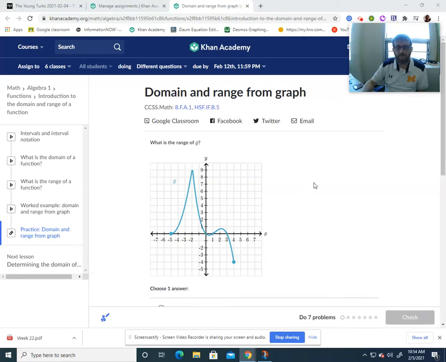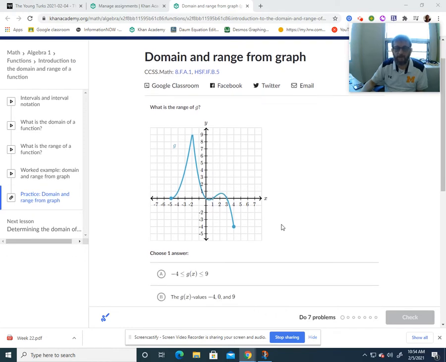All right, domain and range from a graph homework. 7 problems, haven't started them. Let's see what they look like. Okay, so the range. Domain is X, range is Y.